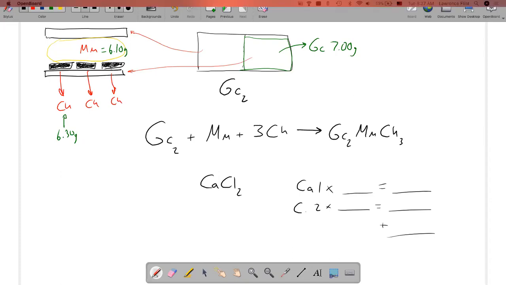Are you going to run out of the graham crackers first? Are you going to run out of the chocolate first? Are you going to run out of the marshmallows first? And how many cookies can you make in total?